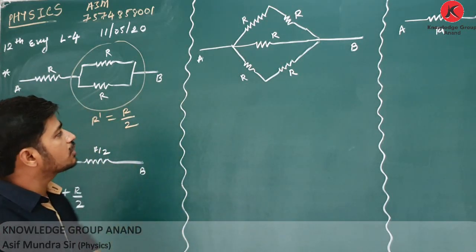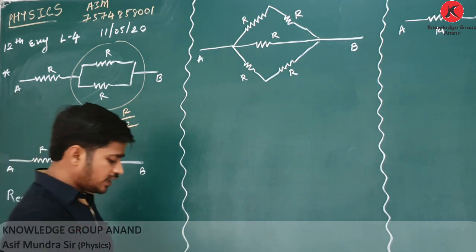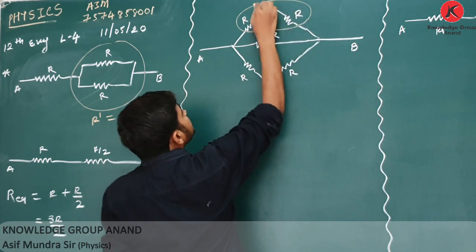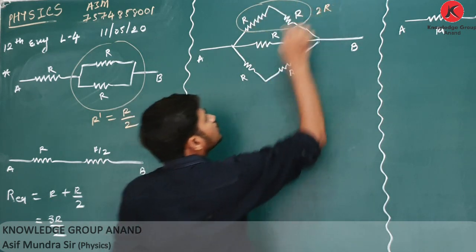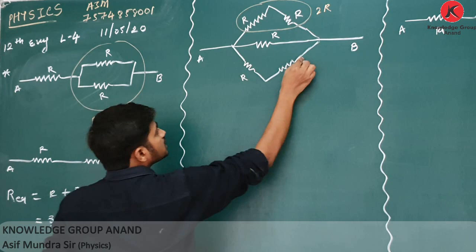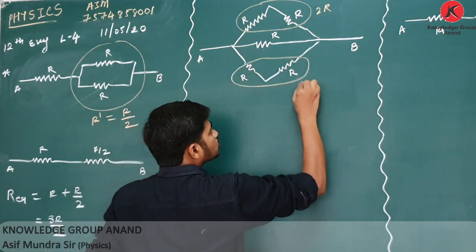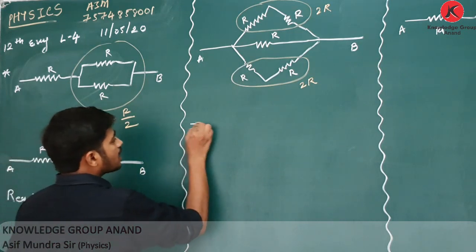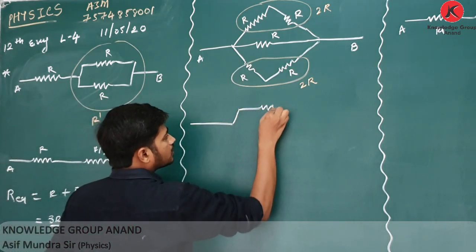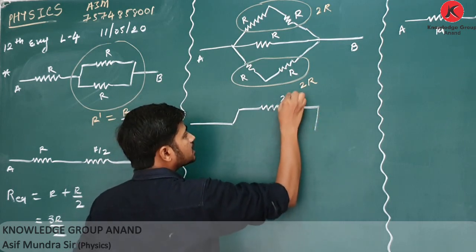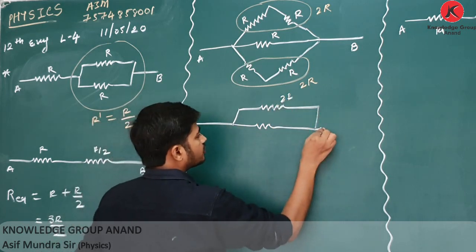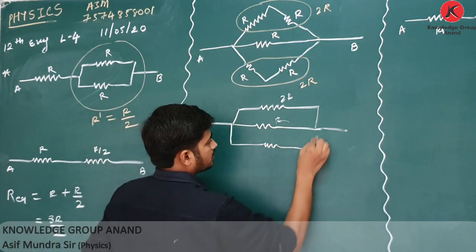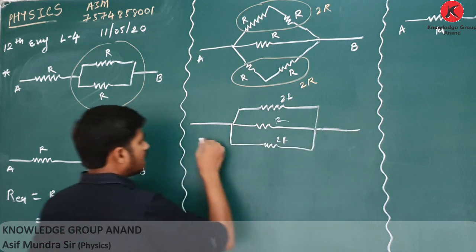You have to find the equivalent resistance between A and B. From the figure, it is clear these two resistors are in series connection, so their equivalent is 2R directly. These two resistors are also in series connection, so their equivalent is 2R. Okay, now if I draw another figure, this resistor, its equivalent resistance is 2R. This resistance is R, and the resistance of this branch is 2R between A and B.